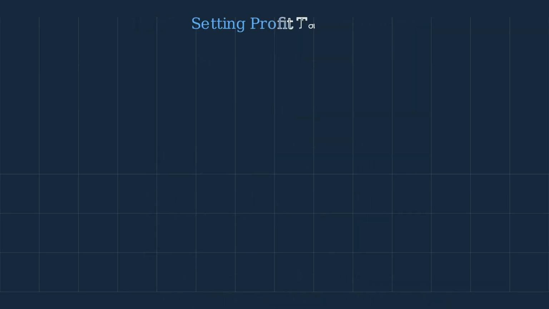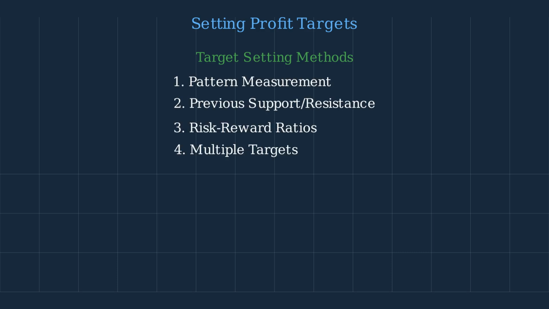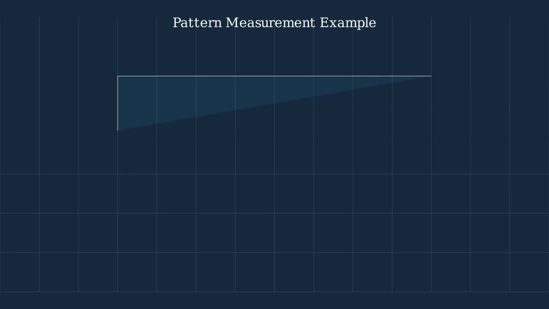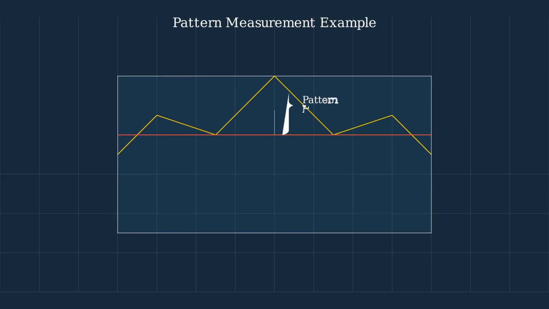Setting appropriate profit targets is essential for maximizing trading success. There are several methods for setting profit targets in pattern trading. Let's look at the most effective approaches. Pattern measurement involves projecting the pattern's height to determine price targets. For example, in a head and shoulders pattern, we measure the height from the head to the neckline, then project that distance below the neckline to set our target.